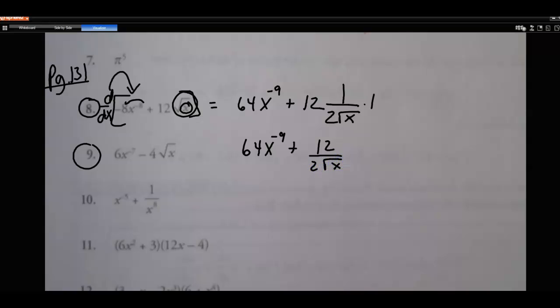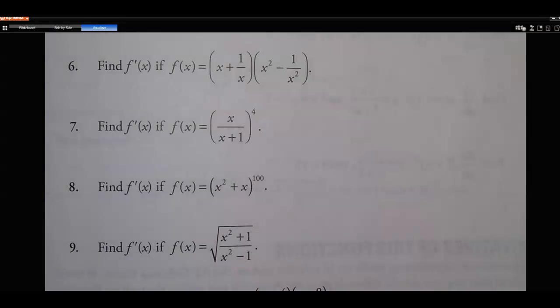And then the 12 over 2 can reduce. And that's good enough. I don't think we need to go any further. They might choose to put this x to the 9th over here on the bottom as a positive. I'm not sure, but it doesn't really matter. Just want to make sure you guys know how to find those derivatives. So I'm going to go ahead and leave number 9 for you guys. Let's go ahead and move on to our next page.